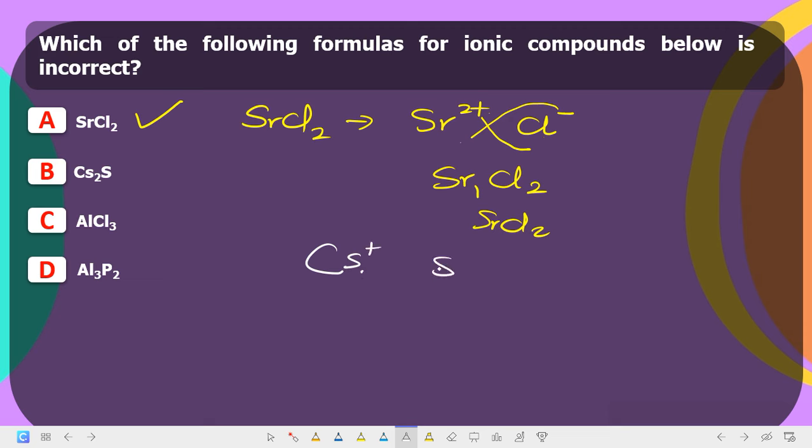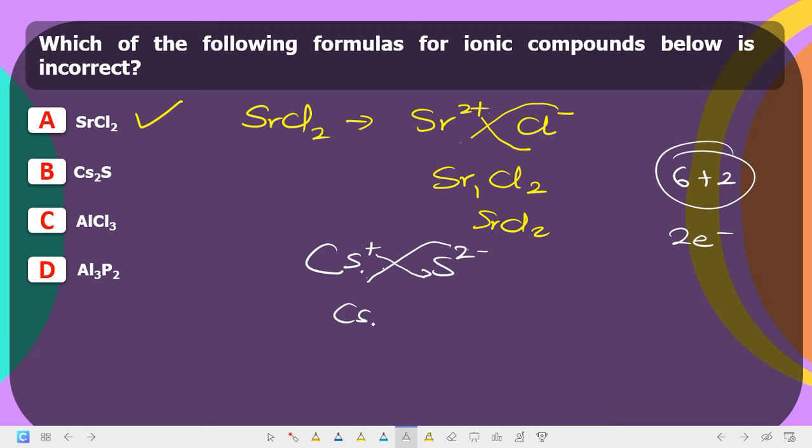And then sulfur is in group 6. Sulfur needs 2 electrons to complete 8 electrons. So you have it as what? 2e minus, which is 2 minus here. Okay? When they exchange valency, what are we going to have? Calcium, sulfur oxidation will come here. So we have Ca, and that of sulfur will become what? 1 here. And this becomes CaS. And this is correct.